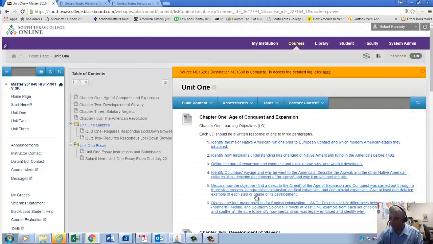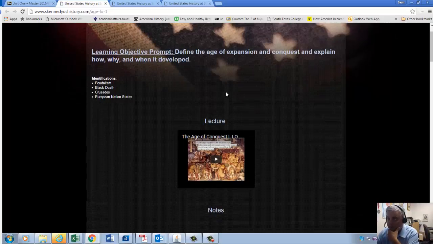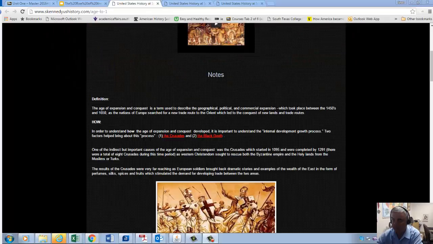Let's see, Learning Objective 3. Let's go through Learning Objective 3. First, you want to define the age of expansion, and then you want to explain how, why, and when it developed. Okay, so in this one, let me bring this up here. So the definition is pretty easy. That's the definition. Okay, and always include the dates.